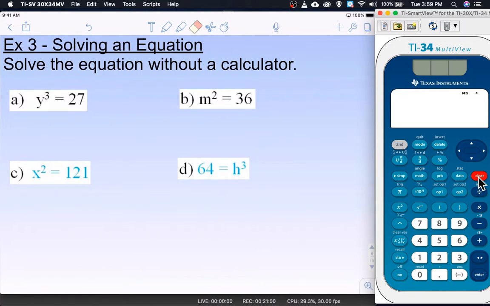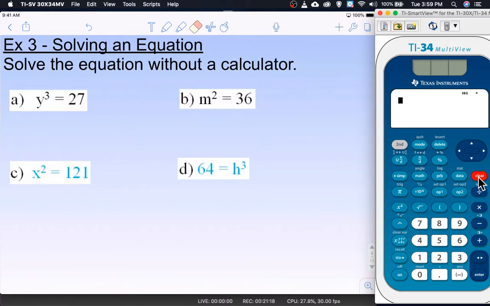So, solving an equation without a calculator still. Now we can refer back to those charts. All of the numbers you're going to see here will be perfect squares and perfect cubes. So how do we solve the equation?